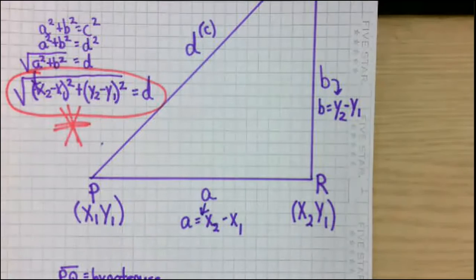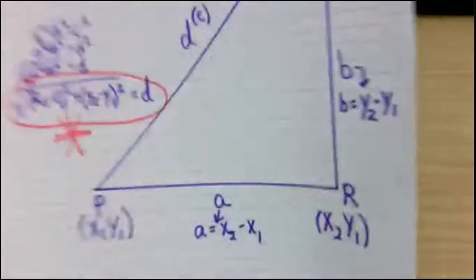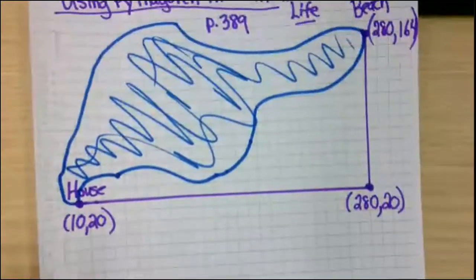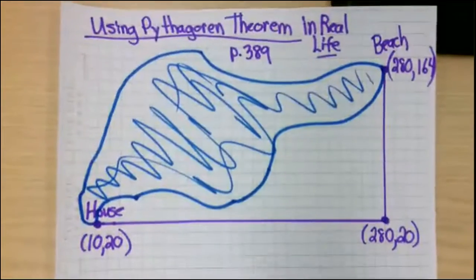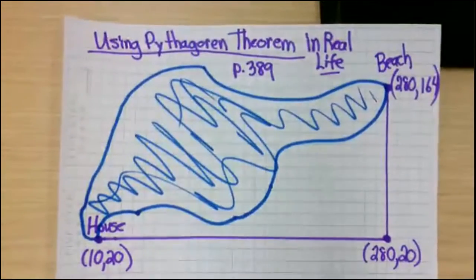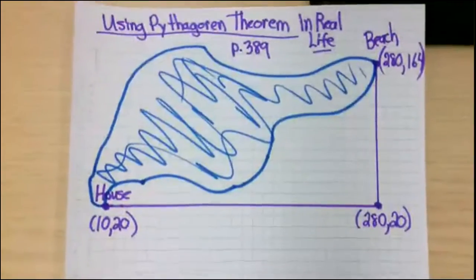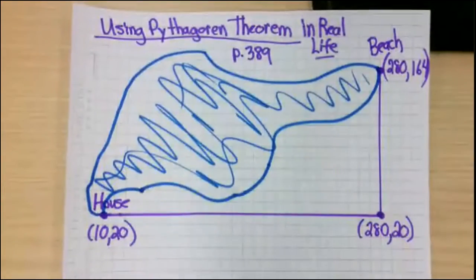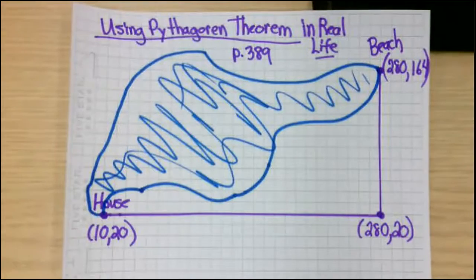Now what I'd like to do is do a problem on page 389. So I'm going to bring that up here under the back camera. I drew a picture here. This is how you can use the Pythagorean theorem in real life. Remember I said engineers and architects use this. So yes, definitely will be useful. So I'll read the problem. This is example 2, page 389.